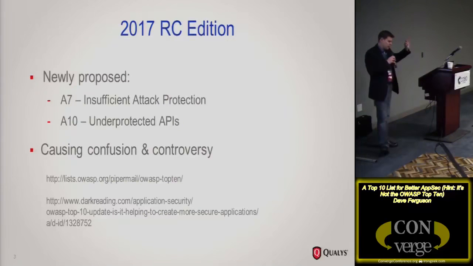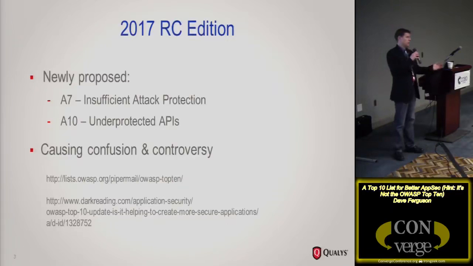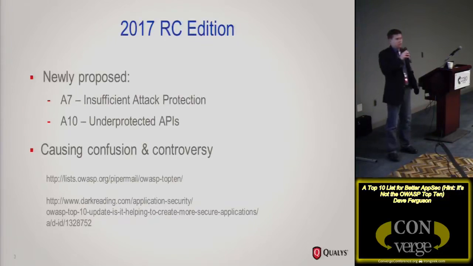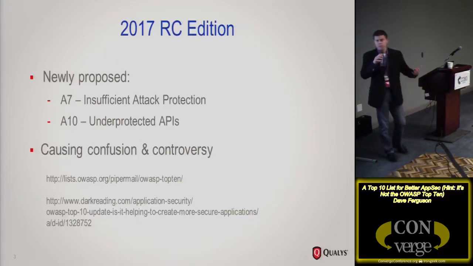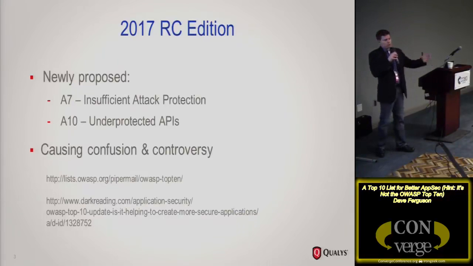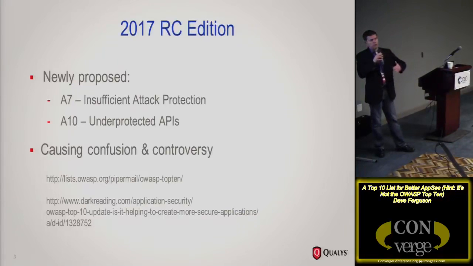And the thing is with the OWASP Top 10, any change could have a huge business impact out there because of the fact that PCI and others use the OWASP Top 10 as kind of a standard. And so all of a sudden, if you've added insufficient attack protection and underprotected APIs, you're talking about possibly a whole shift in needing to guard against these things.